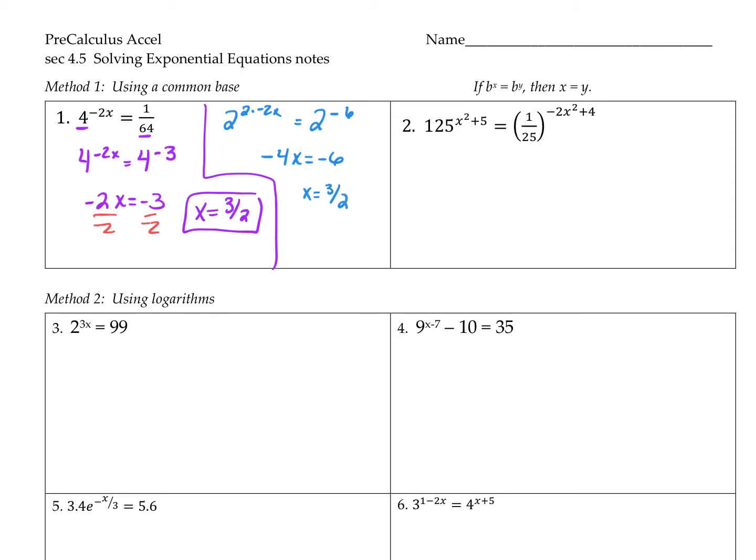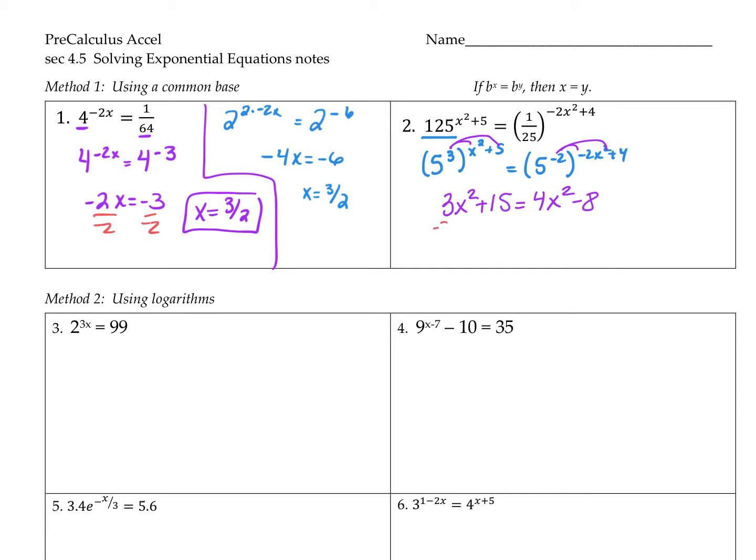In number 2, I'm going to change this 125 to be 5 to the third power. And it looks like I have x squared plus 5 on the outside. This 1 over 25 is the same as 5 to the negative 2. All right, now I'm going to multiply my exponents together. So I'm going to have 3x squared plus 15 equals positive 4x squared minus 8.